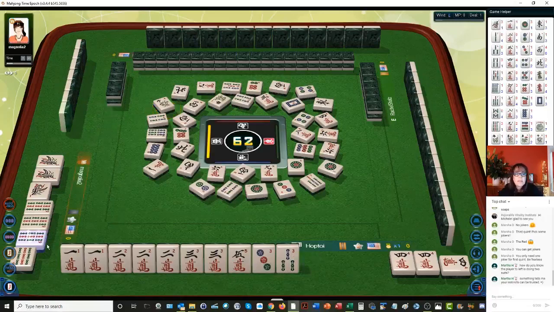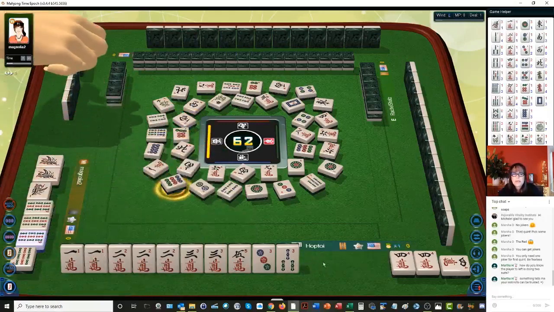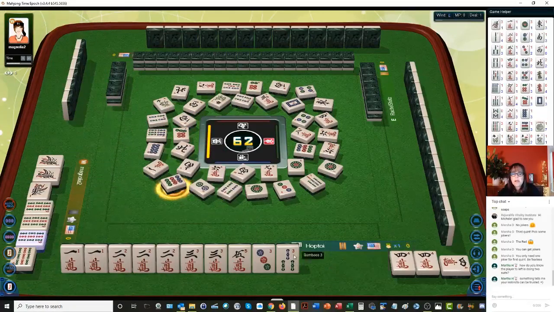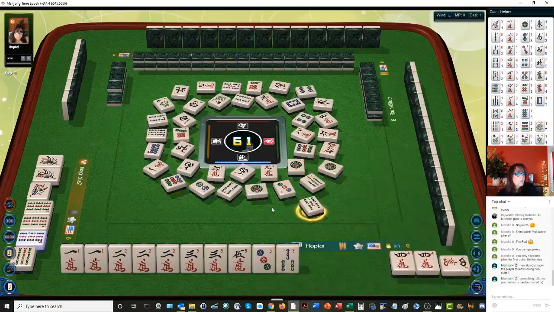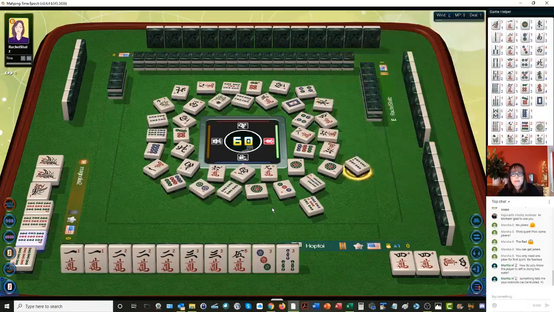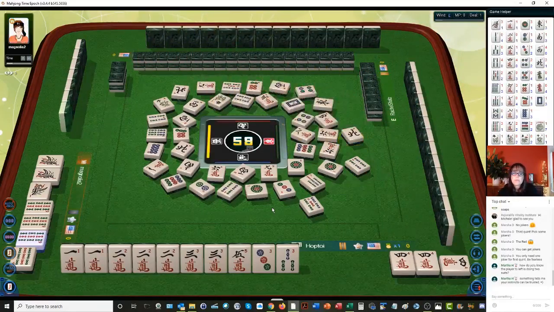Now, this 9 bam is available. 9 dots. If we can get that 9 bam or a 3 crack, we'll be good. 5 bam. No. Wrong suit. 5 bamboos. Four bamboos. So we need a 3 crack or a 9 bam. North wind. Or a joker, of course. Dots. Or the 5 crack would be nice too.